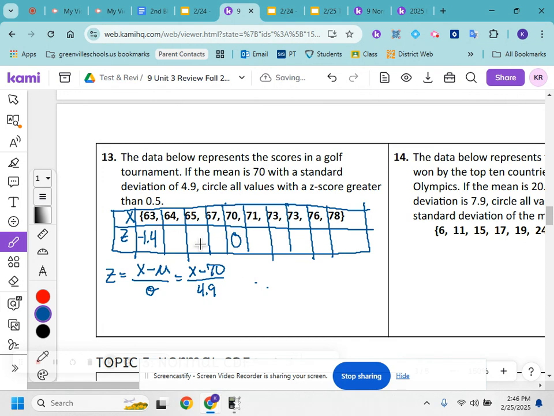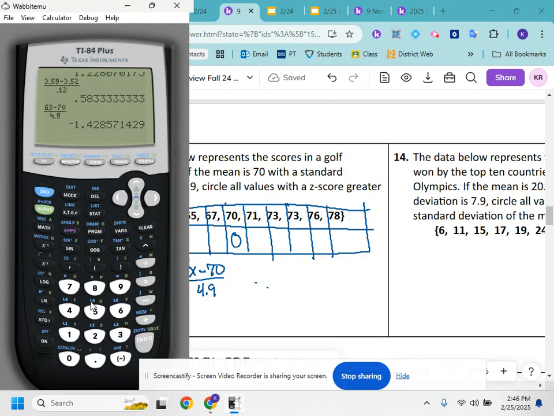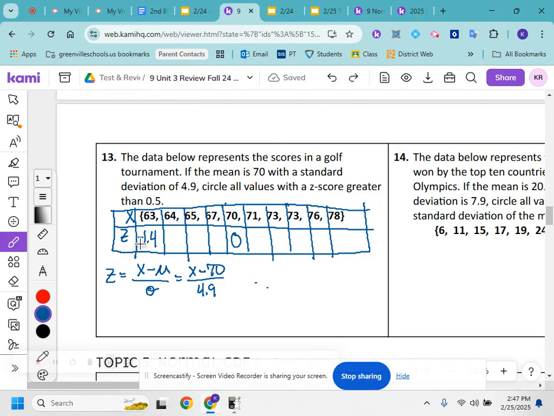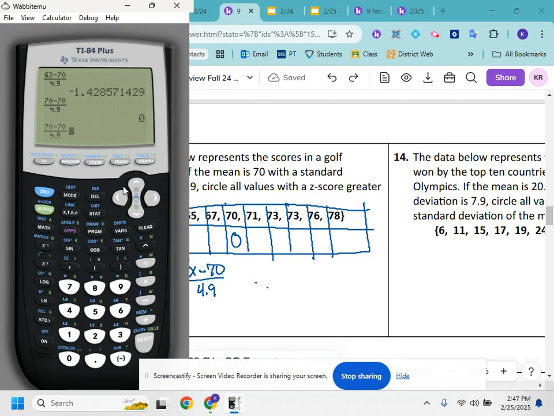At the mean, it's 0. So you know all of these are below. These are all negatives. If you do 70 though, 70 minus 70 is 0. Doesn't matter what we divide by, it's still 0. So we know it's at least over here. So I can skip all of these. So then I'm going to do 71. 73. 76.